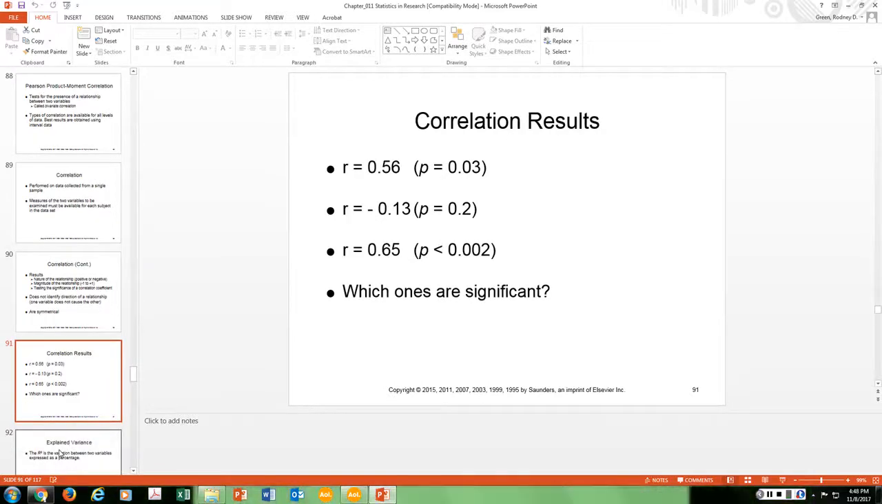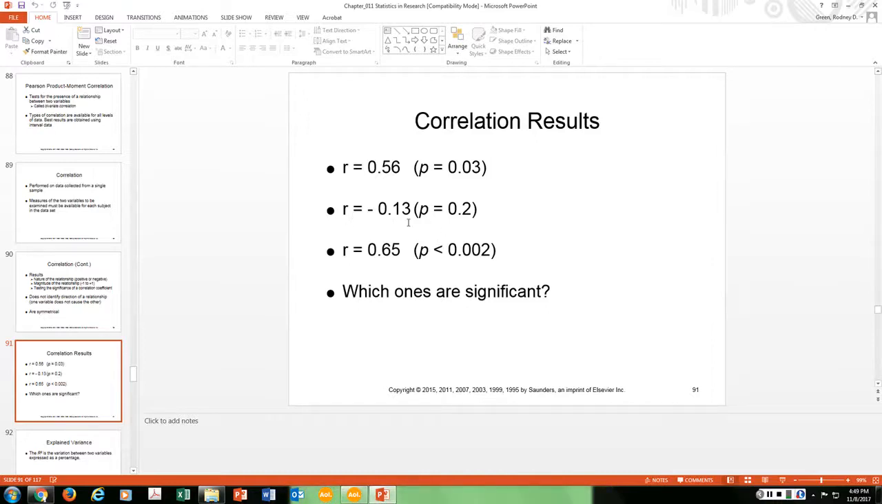So here's a little quiz for you. Here are some correlation results. Which ones are significant? Well, this one, R is equal to 0.56 with a probability of 0.03. That's quite good because it's less than 0.05, right? And the R is 0.56, which is pretty high.